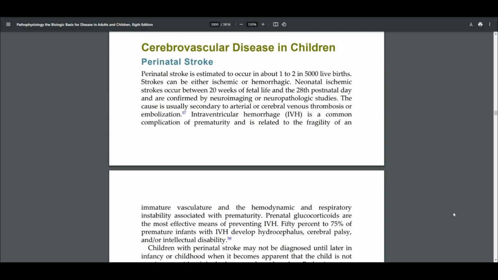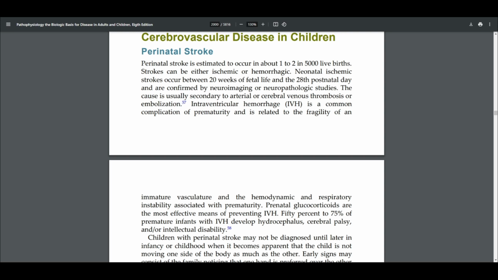Continuing off where we left off here, the cerebrovascular disease in children. The perinatal stroke. Perinatal stroke is estimated to occur in about 1 to 2 in 5,000 live births. Strokes can be either ischemic or hemorrhagic.